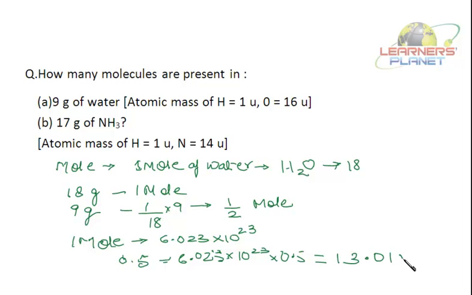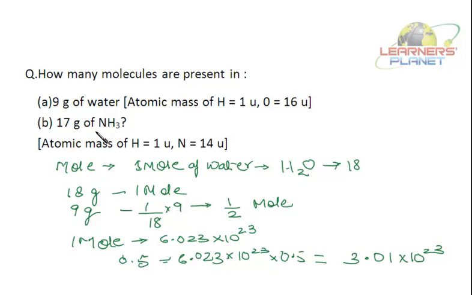3.01 into 10 to the power 23 particles. So 9 gram of water will have how many particles? 3.01 into 10 to the power 23 particles. Likewise, I hope you can solve this type of questions. They're very easy, students. You just take mole into consideration, and remember 1 mole of a substance has the mass equal to its atomic mass or molecular mass expressed in grams, or gram molecular mass or gram atomic mass.